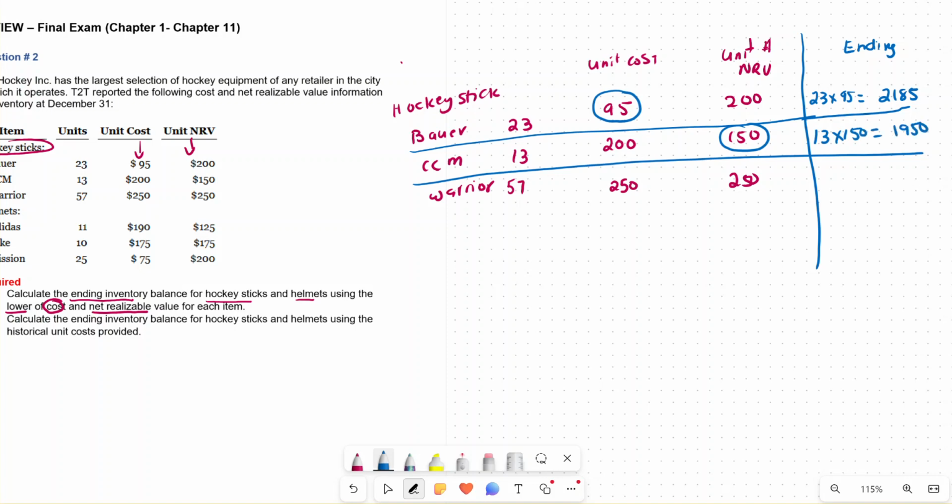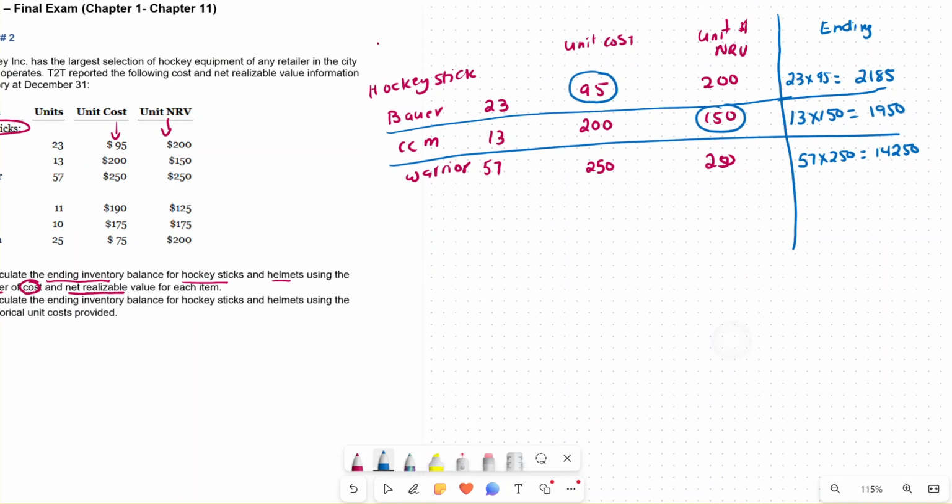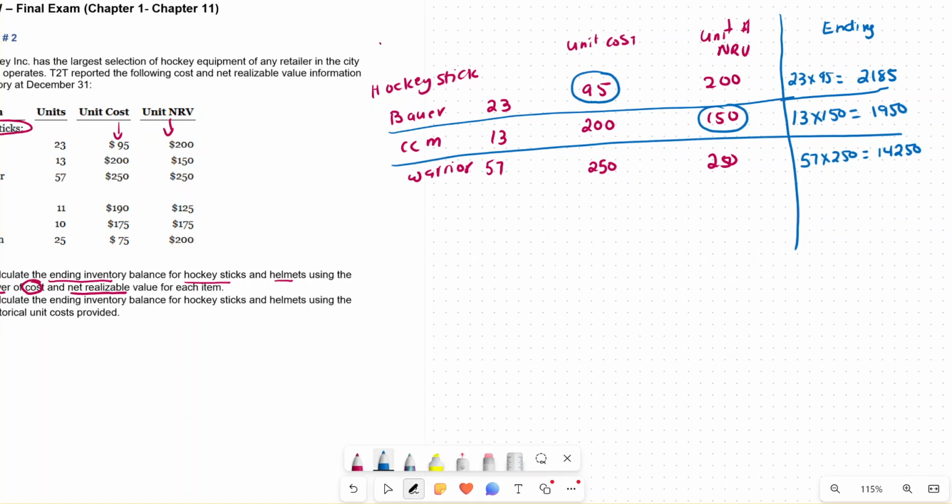Then my next one, they are both the same, it doesn't really matter. So in this case it doesn't matter. 57 times the 250 gives you 14250. So it says calculate the ending inventory balance. If I add up all the numbers, that will be the balance at the end. They said to do it for both. So this will be the hockey sticks.